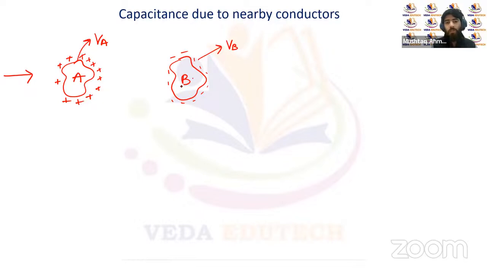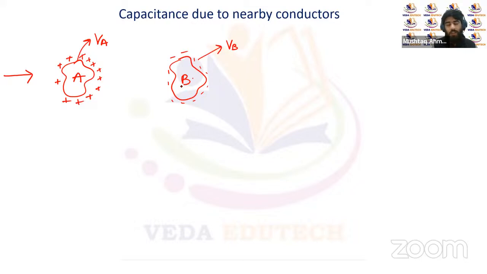You can see that conductor B is having a negative charge. The potential due to this negatively charged conductor will be a negative potential, and for this positively charged conductor, the potential will be a positive potential, right? Or we can say that on the surface of this conductor A, there will be some potential because of its own charge, and there will be some potential because of the negative charge here, right?